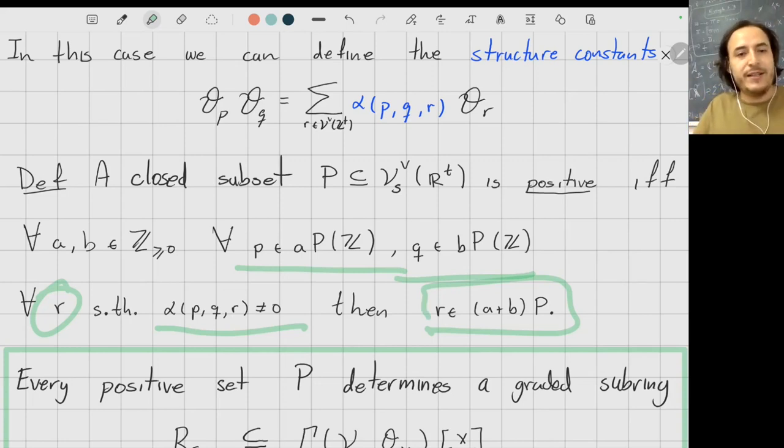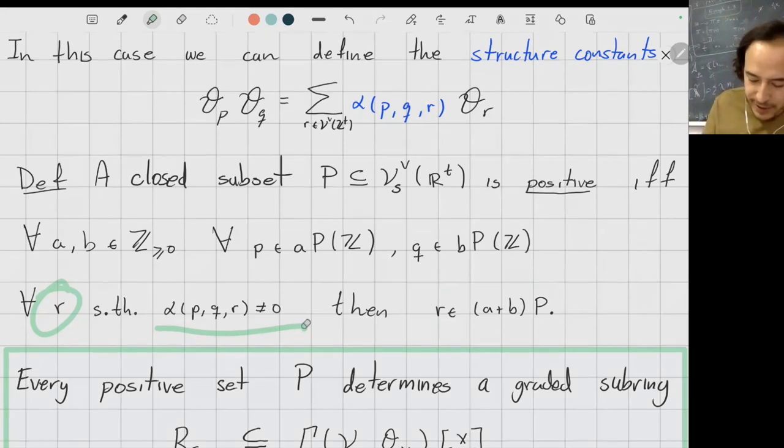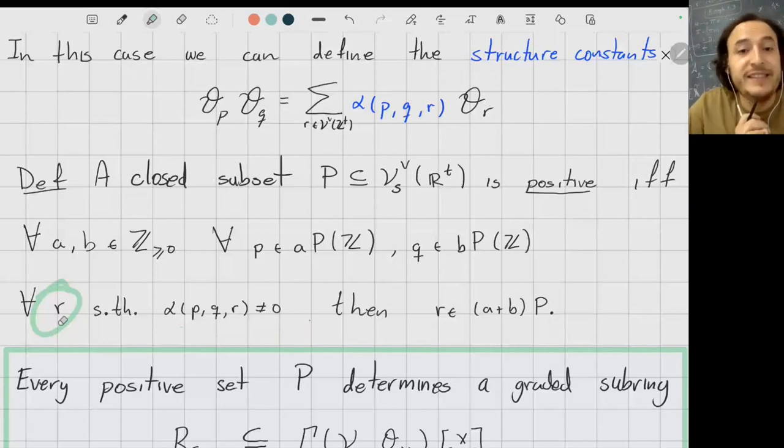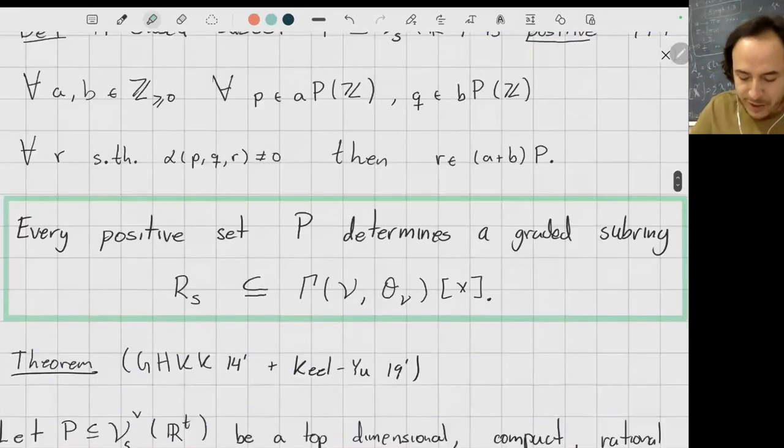So if I have a point in the a dilation and a point in the b dilation of P, then I have a corresponding set of functions. I multiply those functions, and that's a sum of theta functions, and I want all of those theta functions to be parameterized by points of the (a+b) dilation. If we're talking about characters, any polytope will satisfy this, because in toric geometry, the product of two characters is the character of the sum. So that's this definition. It's replacing what a polytope is in this setting of cluster varieties and sets of functions parameterized by tropical points.